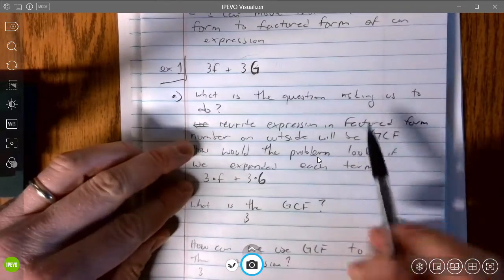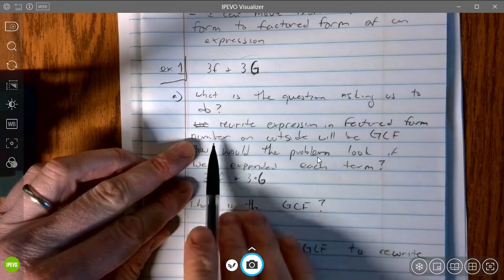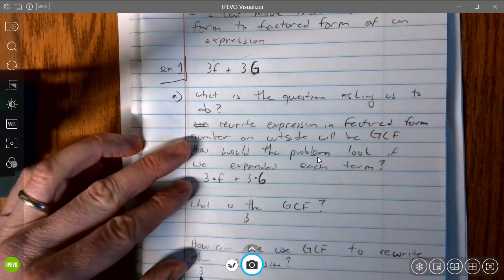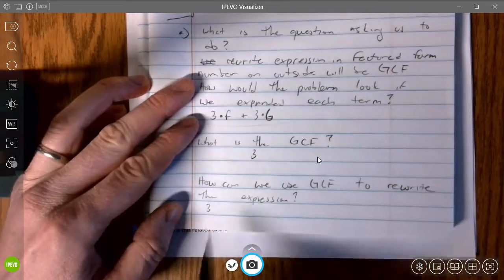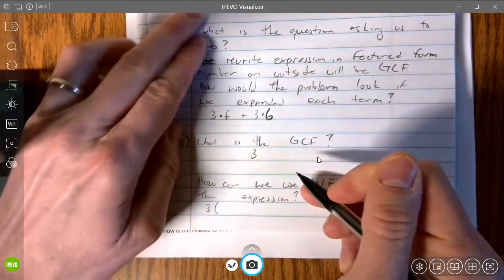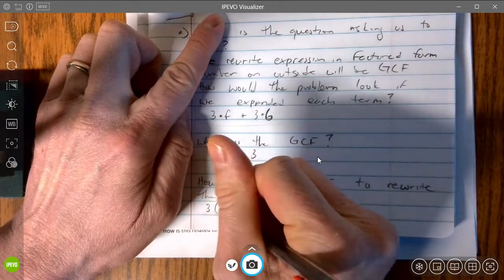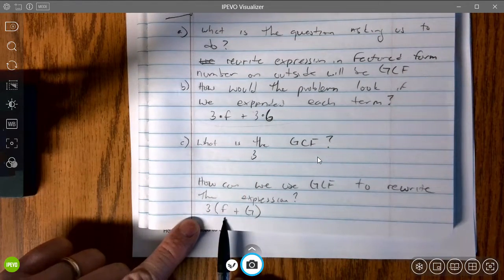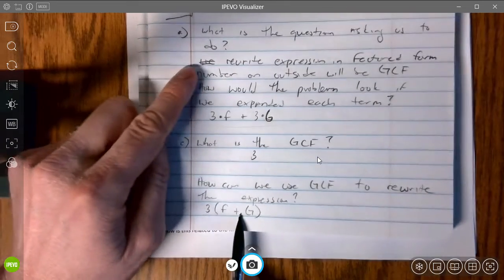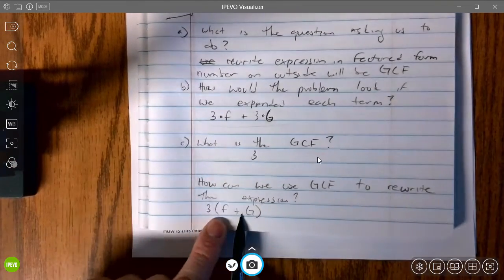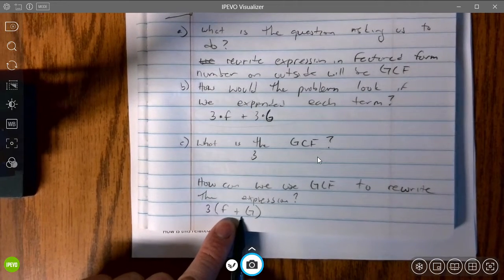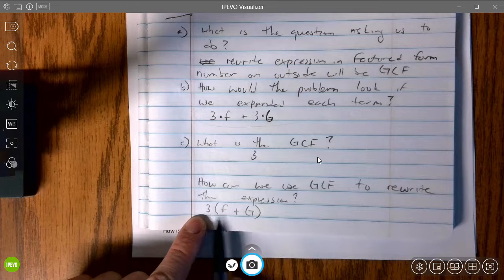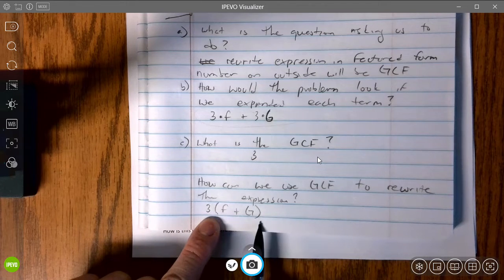So, just like it said, what is the question asking us to do? It says the number on the outside will be the GCF. So the GCF we said is 3. And then on the inside, I'm now just going to write f plus g. So if I want to use the GCF to rewrite the expression in factored form, the 3, the greatest common factor, goes on the outside, then in the parentheses, f plus g.